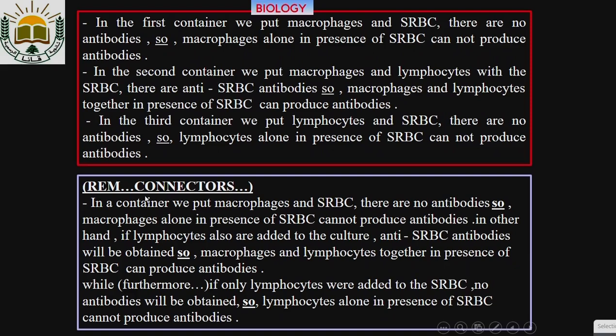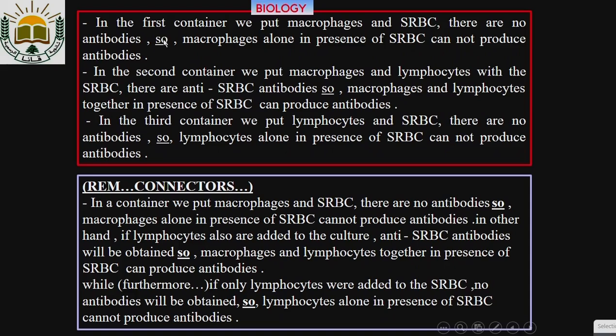Now, look, if I want to write in the form of a text with connectors, same content, but I will put between each experiment and the next, the adjacent experiment, what? A connector. In a container, we put macrophages and SRBC. There are no antibodies, so macrophages alone in the presence of SRBC cannot produce antibodies.